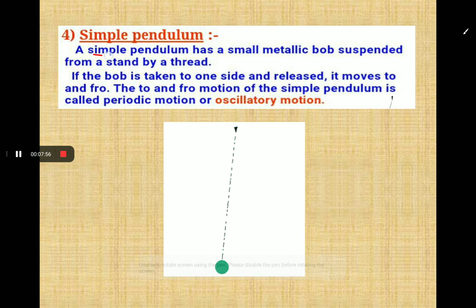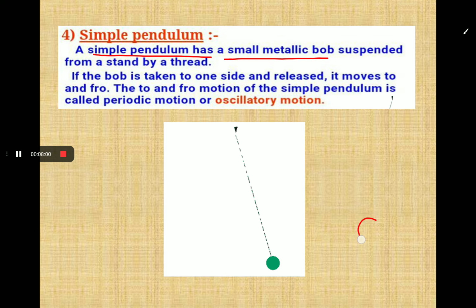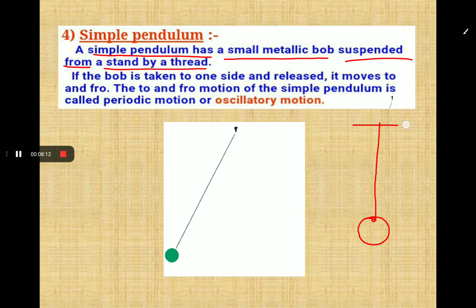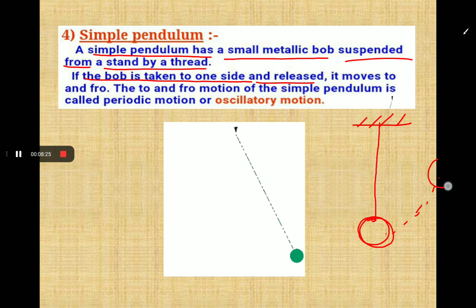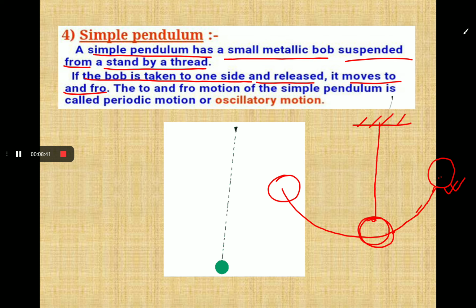Now, students, a simple pendulum has a small metallic bob. Suppose that a simple pendulum has a small metallic bob like this, and it is suspended from a stand by a thread. The thread is tied here and it is suspended from the stand. If the bob is taken to one side and released, suppose that we pull this bob to this side, and after reaching this position, we just release the bob. Then this bob moves to and fro, as you can see in the image or the animation. This to and fro motion of the simple pendulum is called periodic or oscillatory motion.